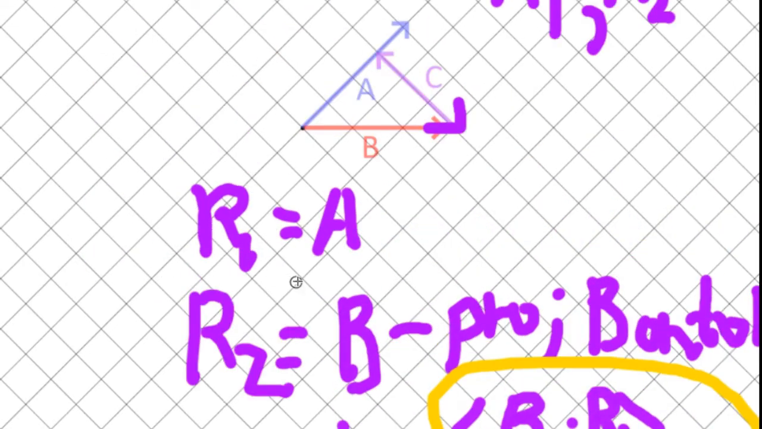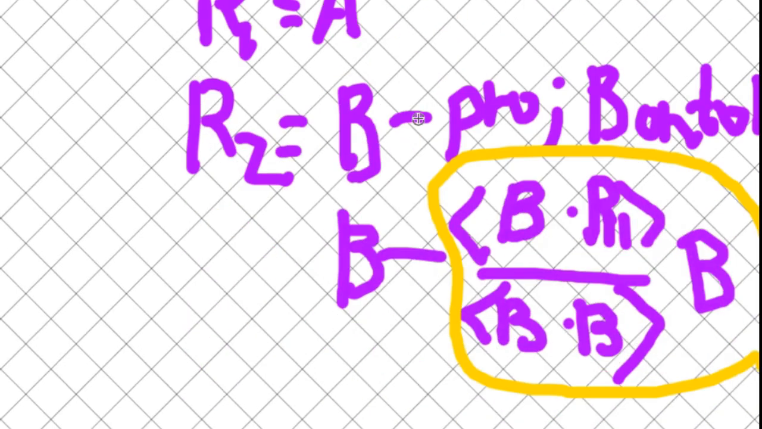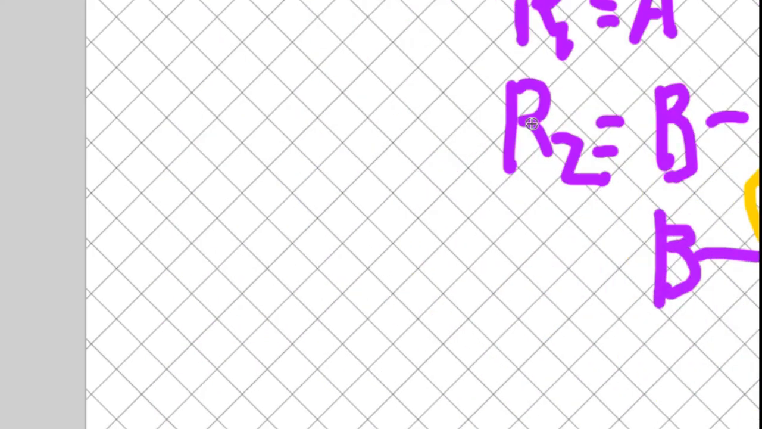And then once you get that, R2 is equal to C. So what we highlighted as C, that is R2. And then for higher dimensions, you just repeat this process.